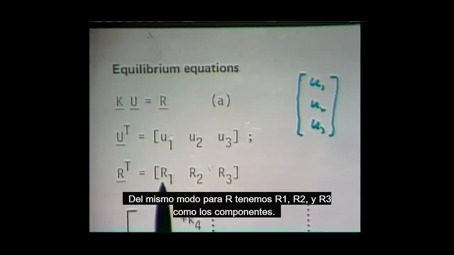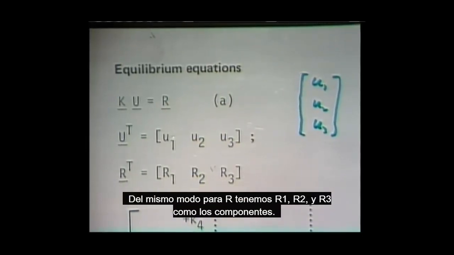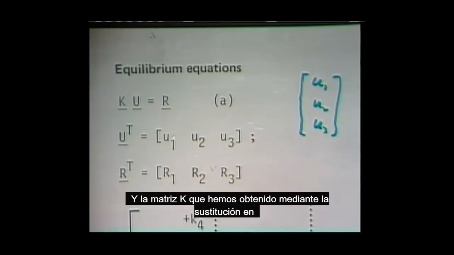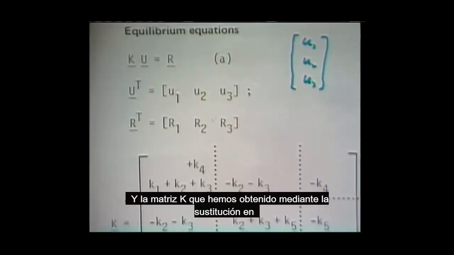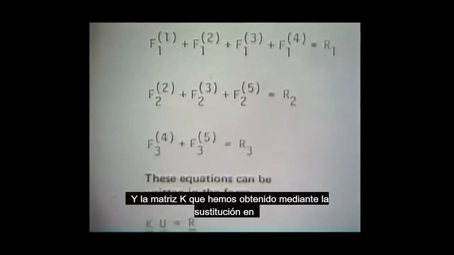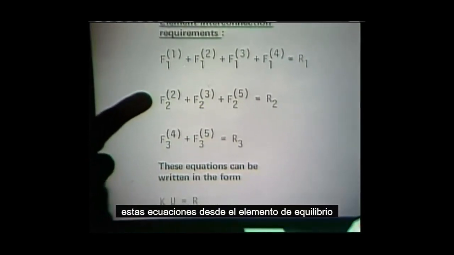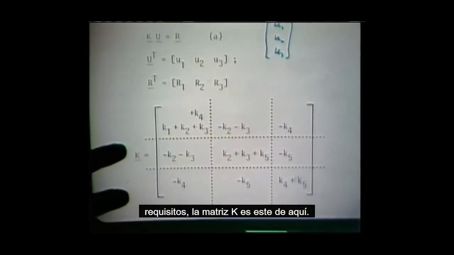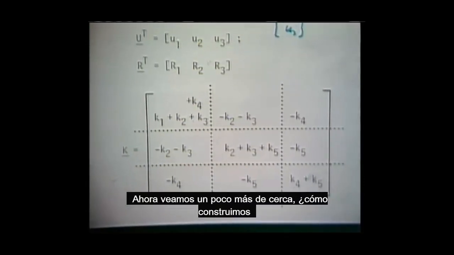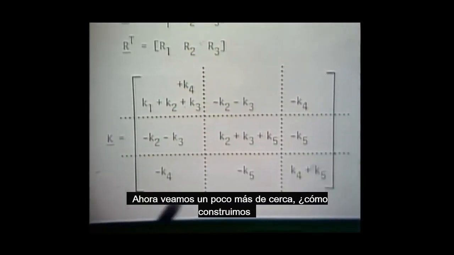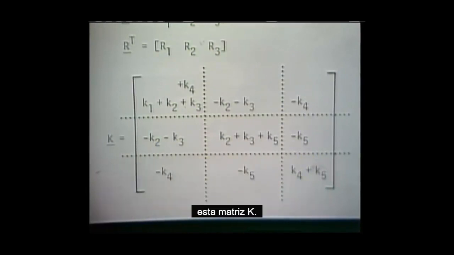Similarly, for R we have R1, R2, and R3 as the components. And the K matrix that we have obtained by substituting into these equations from the element equilibrium requirements is this one here. Now let us look a little closer at how we construct this K matrix.